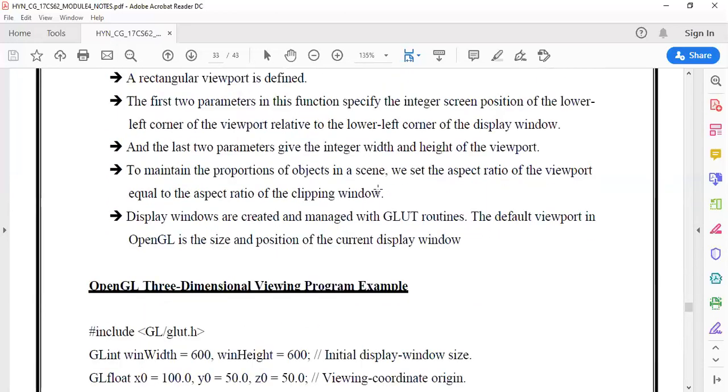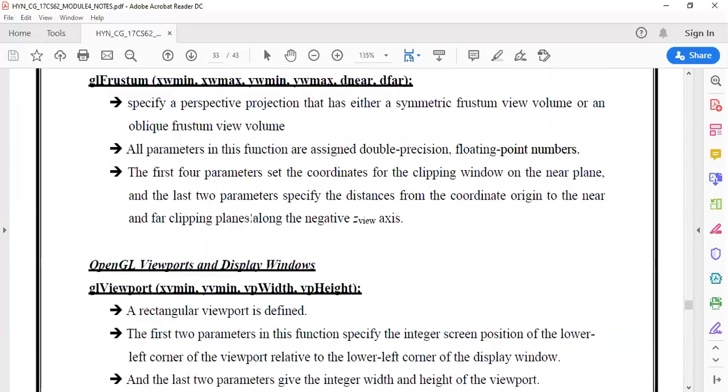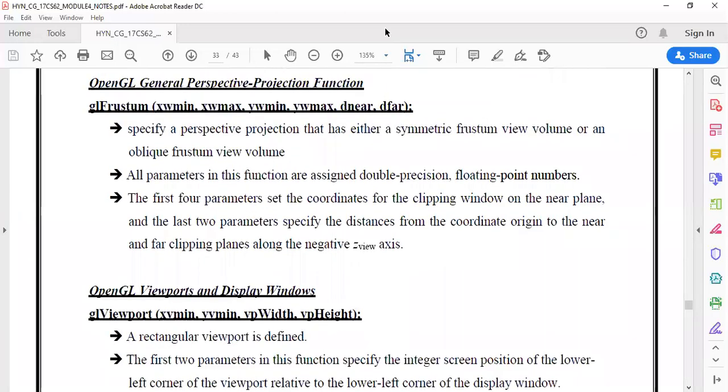So this completes the first part of your fourth module, which is 3D viewing and 3D projections. Thank you.